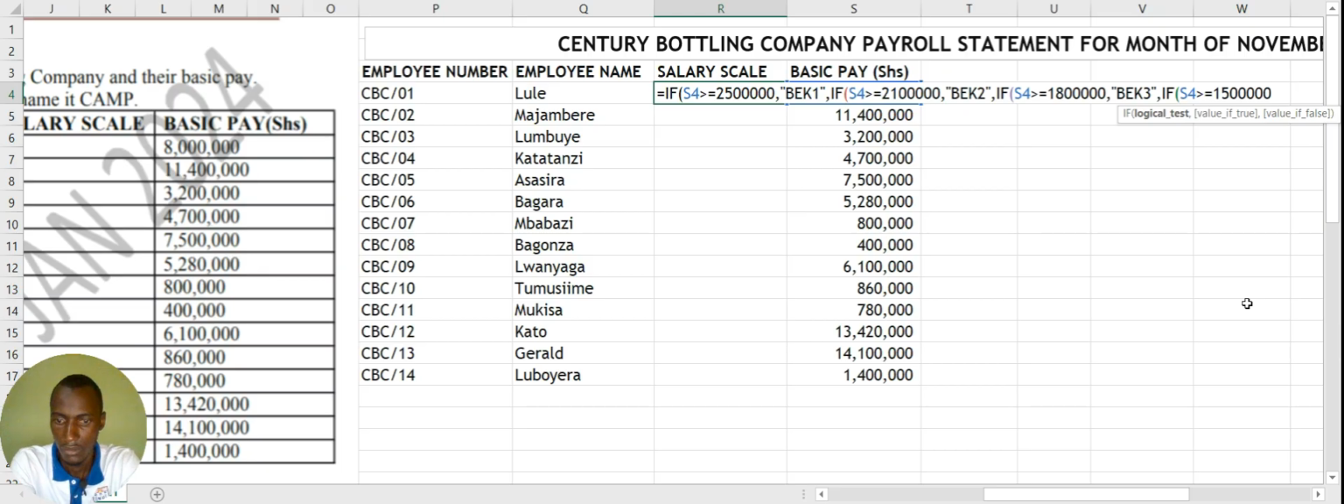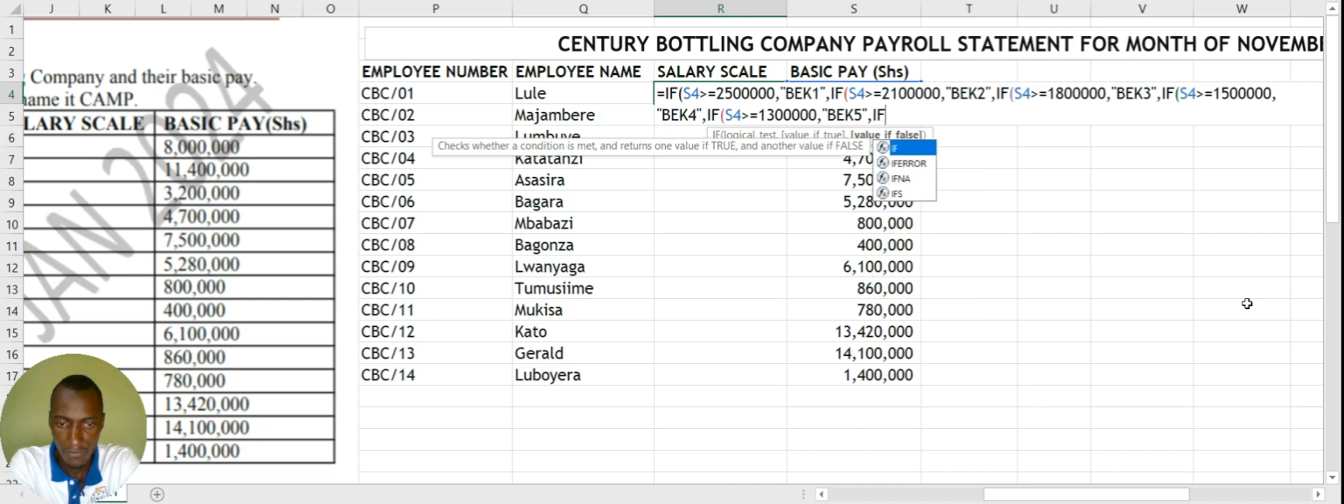That will be BEK4. Then if our S4 is greater than or equal to 1.3, then that will be BEK5.